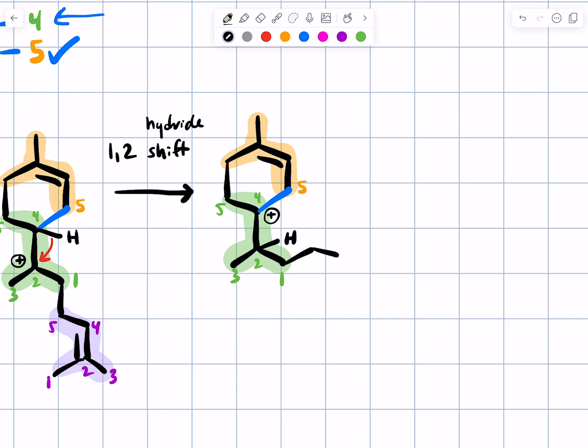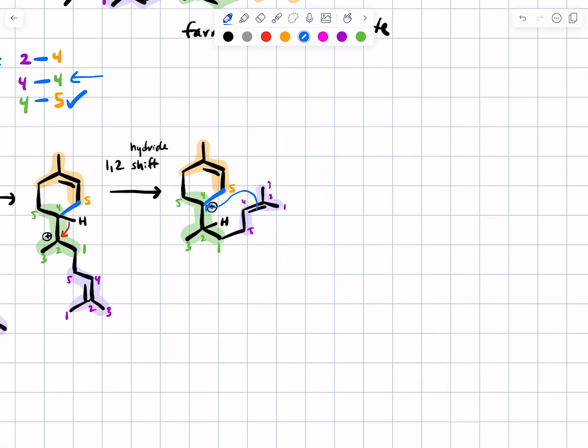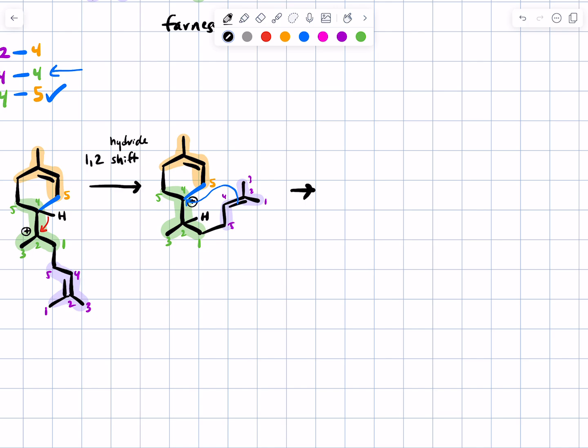5, 4, 4, oops, that's an eraser. 5, 4, 3, 2, 1. Here's the purple isoprene unit. Now carbon 4 is in the right place to do another regioselective addition of an electrophile to an alkene, and that's going to make a ring involving green 4, green 2, green 1, purple 5, and purple 4, a 1, 2, 3, 4, 5 membered ring.